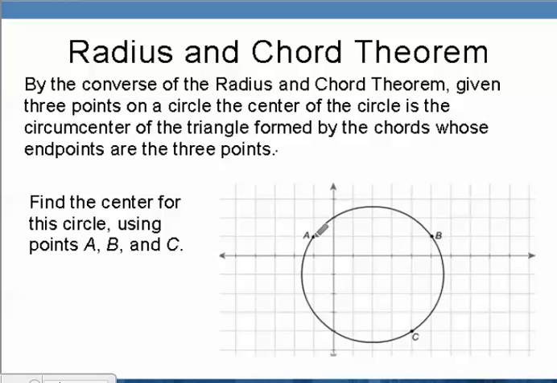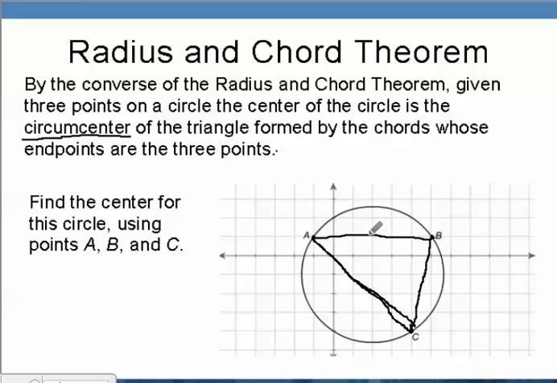So given these 3 points right here, if I draw chords between them, like this. Now, going back to what we learned in the first unit of the first semester, the circumcenter of the triangle. Circumcenter was found by finding the perpendicular bisectors of each one of the different sides, right?